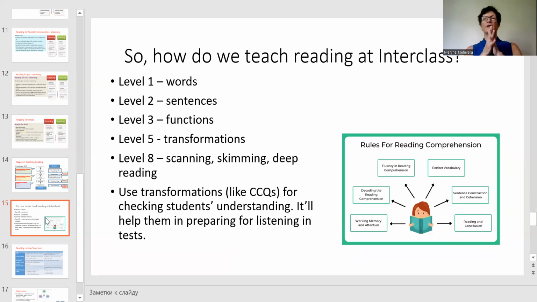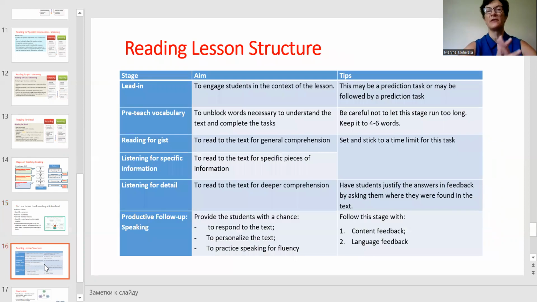So here, the conclusion for Interclass at this stage. We start with words, then sentences, then we do functions and transformations, and at the levels higher than the 8th level, we already can have reading lessons with CCQs, with scanning, skimming, and deep reading.